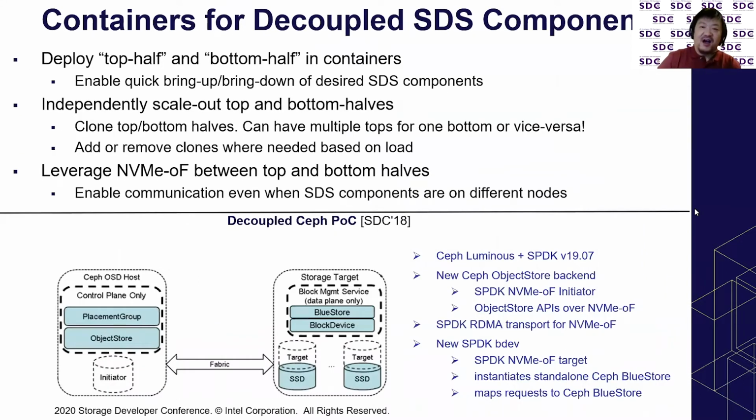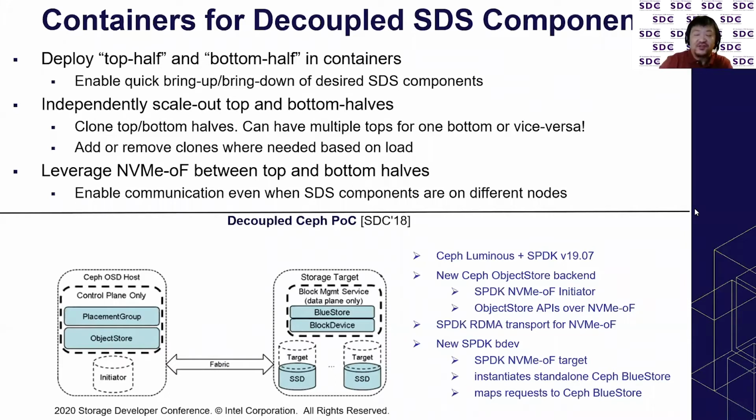In the case of agility for SDS, how do we leverage containers to deploy our SDS components, which will play towards the benefits of those emerging workloads that Ron described earlier? We can see that with the decoupled top and bottom half, they can be easily put in containers, and that will enable quick bring up and bring down of these two SDS components.